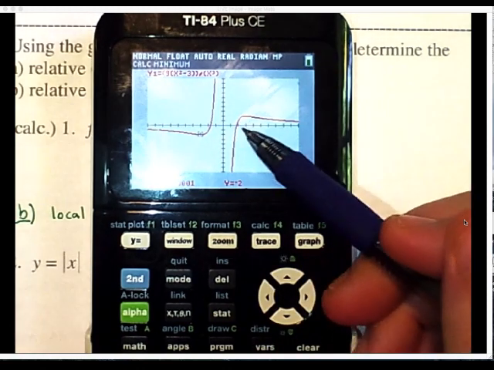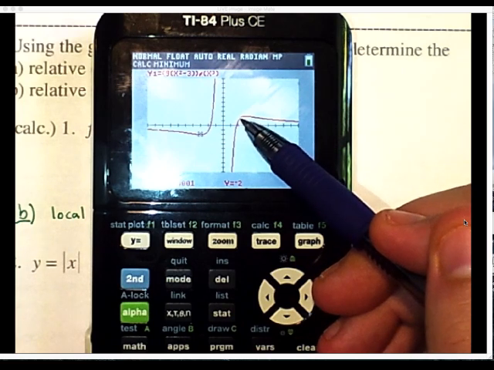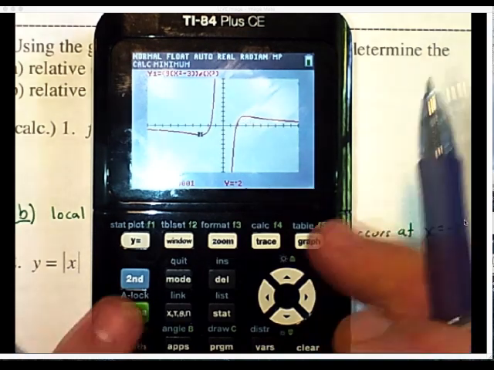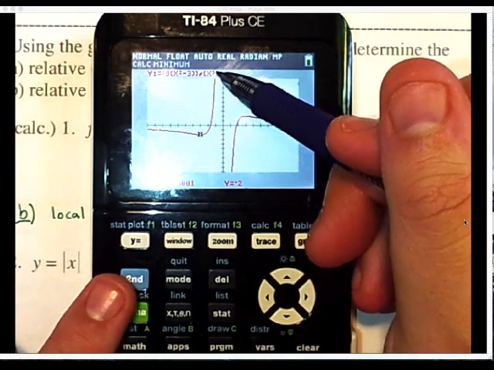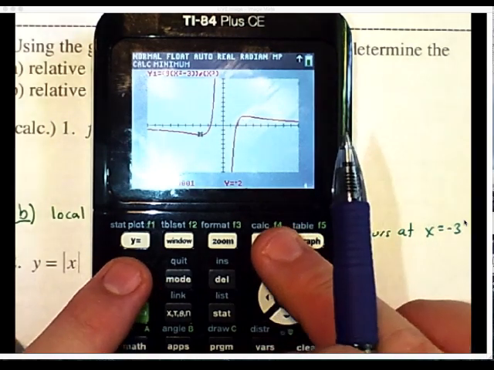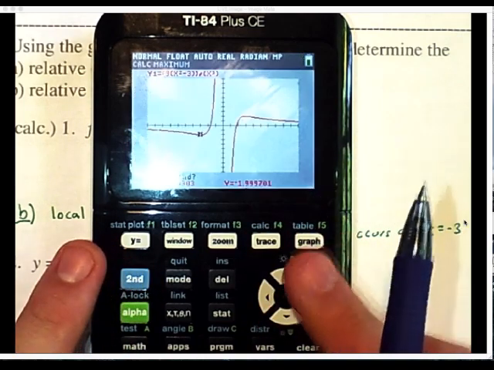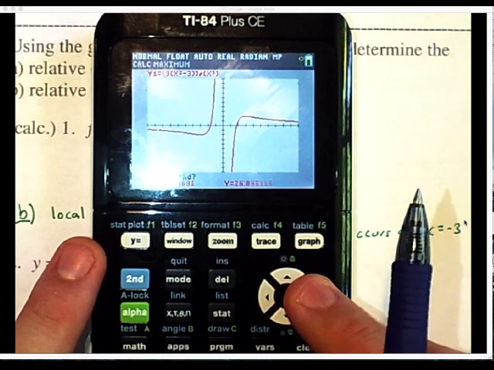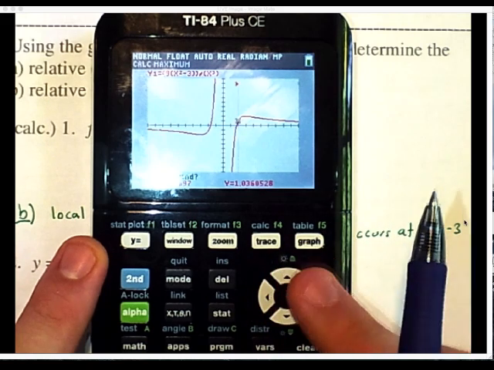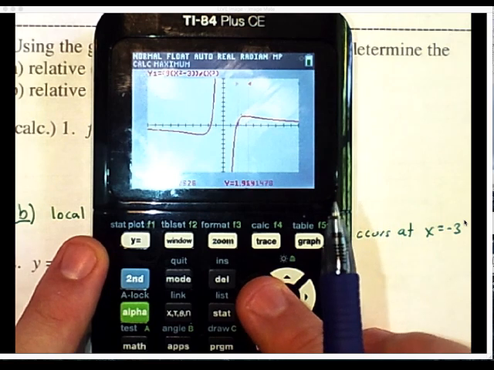If I focus in about right there on that high point in the graph, that looks like where the relative maximum is. It doesn't look like there's anything higher around it. Now over here it does go up to infinity, but I'm just looking at numbers that are close to right there. So if I go second trace, I can find the maximum, which is option 4. It says left bound, so I'm going to keep scrolling over and come close to the maximum on the left side, hit enter, and come close to the maximum on the right side, hit enter. And it says guess.